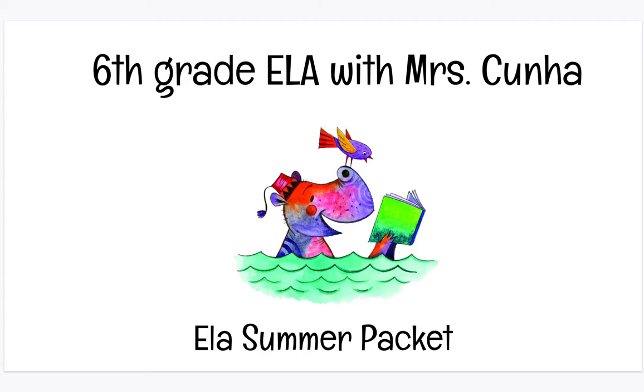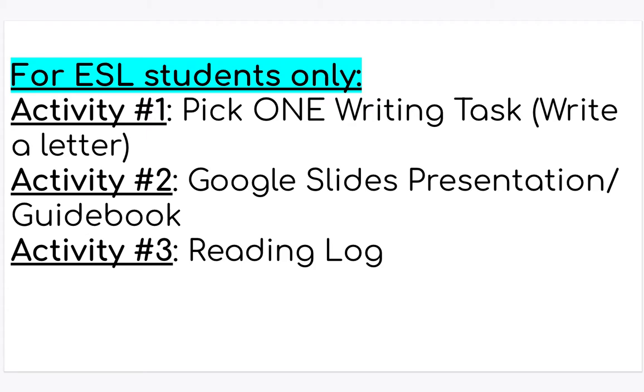Okay, so for you guys, you are going to have 3 activities in your ELA packet. I listed them in numbers so that you don't forget anything. Activity 1 is a writing task. You're going to be writing a letter. You're only picking one of the 2 writing tasks, so you're only writing 1 letter. There are 2 options, and you have to pick just one. So pick the one you feel most comfortable with. Now I'm going to show you in a second.